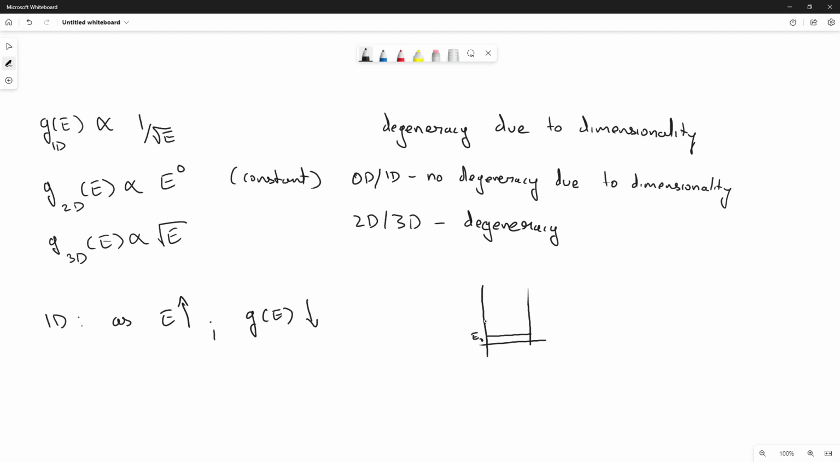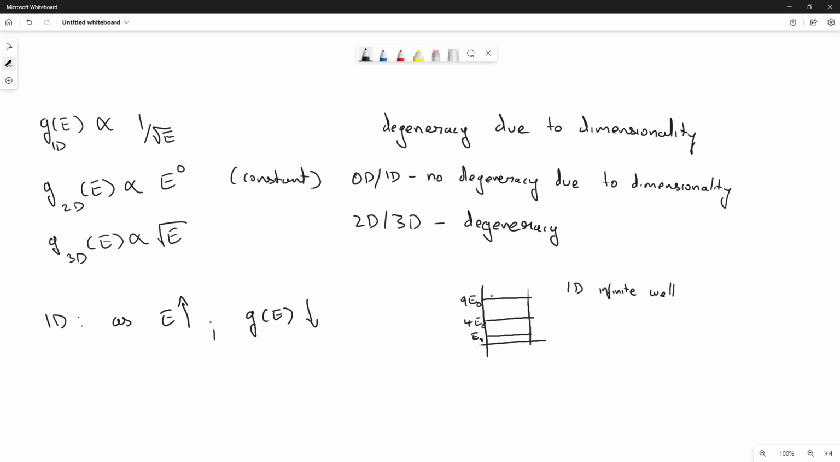So what is the next energy level, if the ground state energy for a particle in a 1D box or 1D infinite well is E naught? 4 times E naught, yes, very good. So the second energy level is at 4 E naught. And the third energy level is further up at 9 times E naught. So n squared.